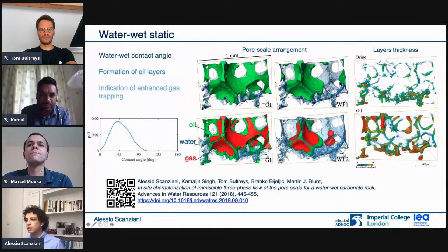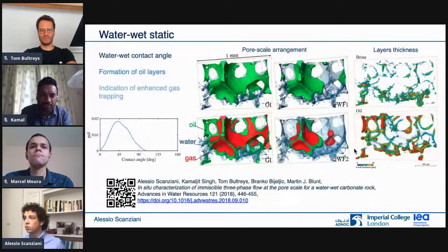However, if we inject gas, we saw that gas is the most non-wetting phase. It invades the biggest parts of the pore space and allows the formation of these oil layers sandwiched between the gas and the water, which is still confined in the smaller pores. We also computed the thickness of these layers, and they proved to be thick enough to allow for a good oil flow, which allows us to increase oil recovery.